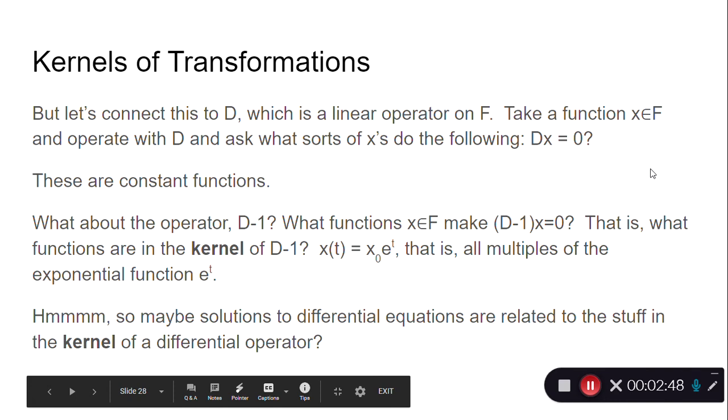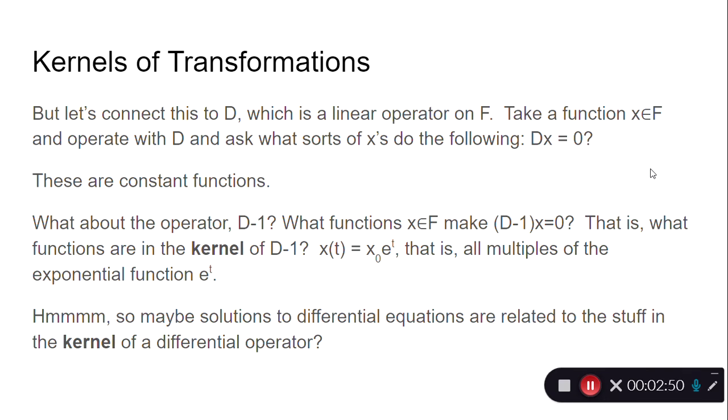So let's connect this to derivatives. So capital D, that's our derivative, the linear operator on F. Take a function in F and operate with D, and ask what sorts of functions evaluate to 0. Constant functions. It's a whole class of functions. And constant functions form a vector space. It's just the real number line.